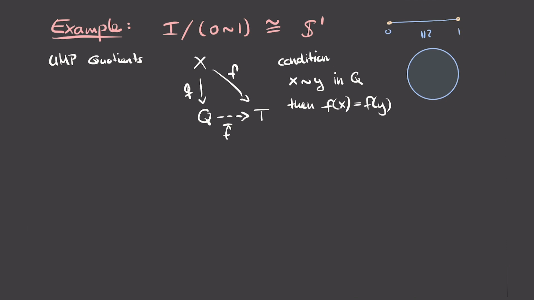Okay, and again, whenever this condition is fulfilled, then there exists a unique continuous map F bar going from Q to T, making this diagram commute. And uniqueness is important for the following. Namely, we're going to use this universal property of quotients in order to show that 2 spaces, which are both quotients of a larger space, are homeomorphic to one another.